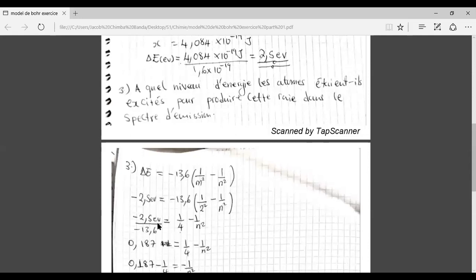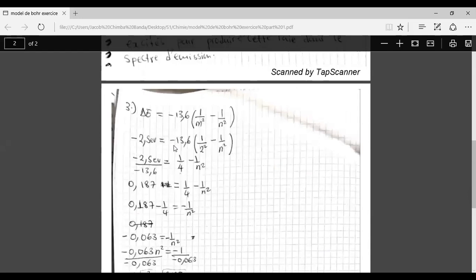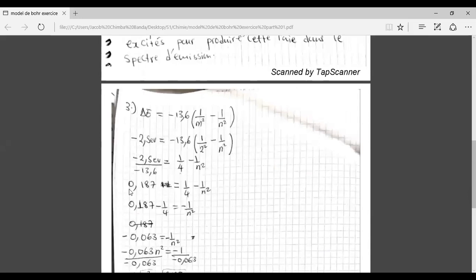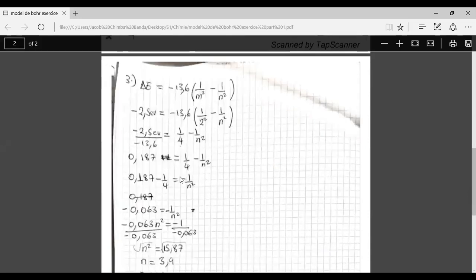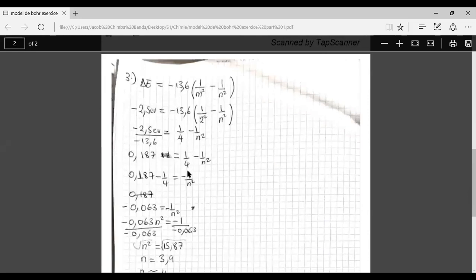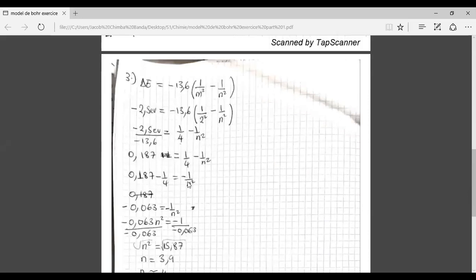When you do your calculations, you divide by negative 13.6 everywhere. When you divide by negative 13.6, it will give you a positive 0.187 electron volts equal to 1 over 4 minus 1 over n squared. Then this 1 over 4 comes to the other side to subtract. You remain with negative 1 over n squared. After subtracting 1 over 4, it will give you negative 0.063 equal to negative 1 over n squared.